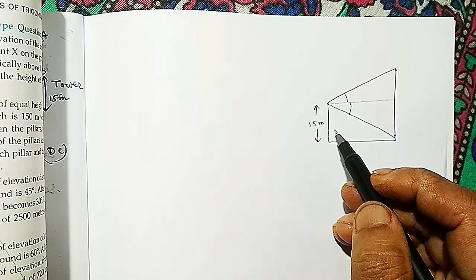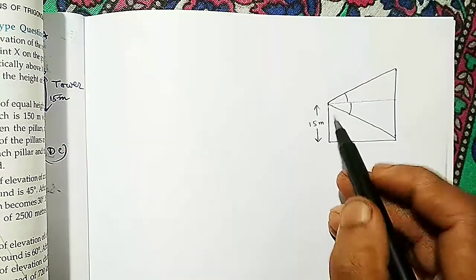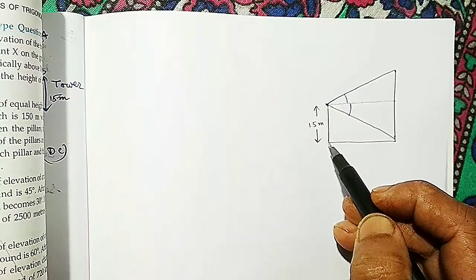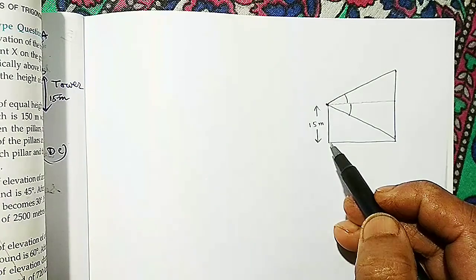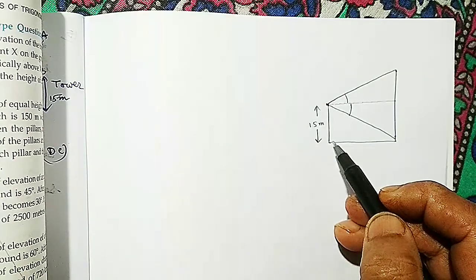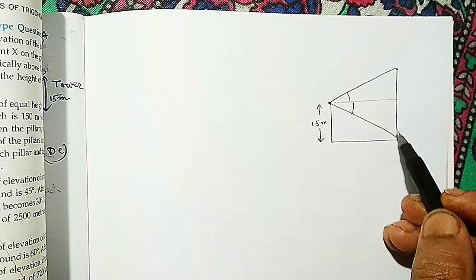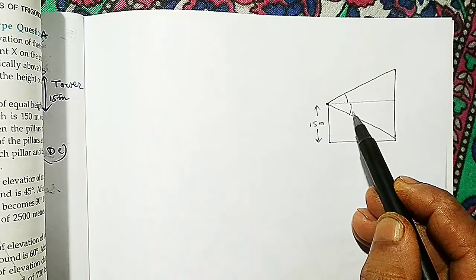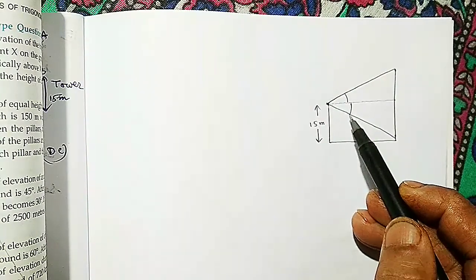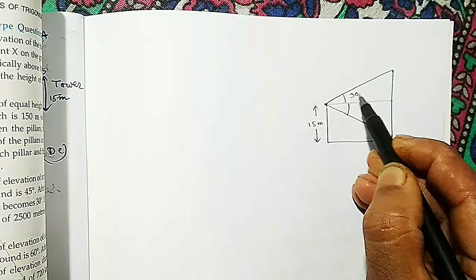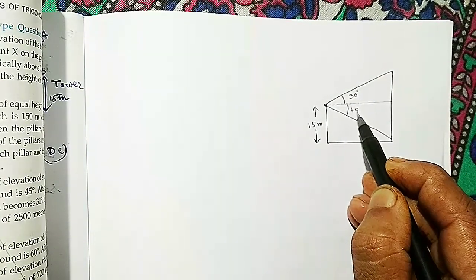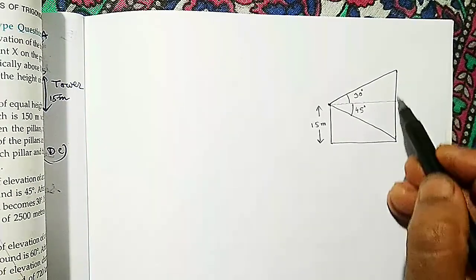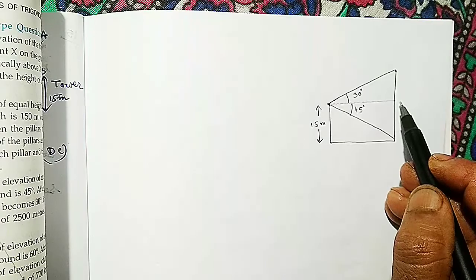As given in the question, from a window 15 meter high above the ground, suppose this is the position of the window which is 15 meter above the ground. In a street, the angles of elevation and depression of the top and foot of another house. Suppose this is another house. If you see the top, this will be the angle of elevation and this will be the angle of depression, are 30 degree and 45 degree. So this angle is given as 30 degree and this one is given as 45 degree respectively. Show that the height of the opposite house, that means this house, is 23.66 meter.